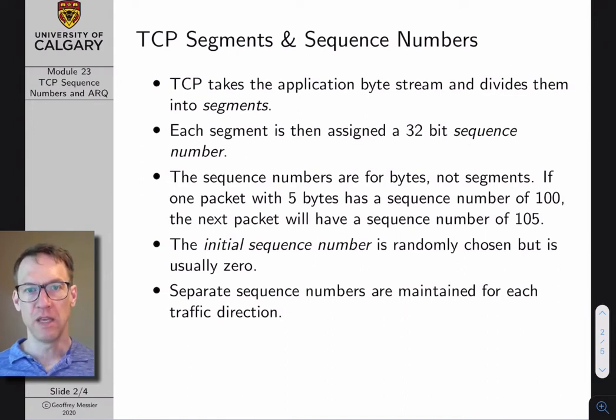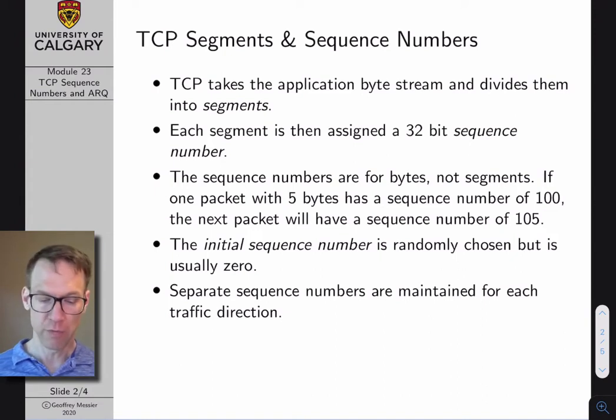And then the TCP layer is responsible for dividing it into packets. The TCP layer will take the bytes that it receives from the application layer and chop it up into pieces called segments. A segment you can think of as essentially a TCP packet, at least for the purposes of our examples. A segment is a packet. And each segment is assigned a 32-bit sequence number. So the sequence number is quite large. And the sequence numbers are for the bytes contained in the transmission and not the segments.